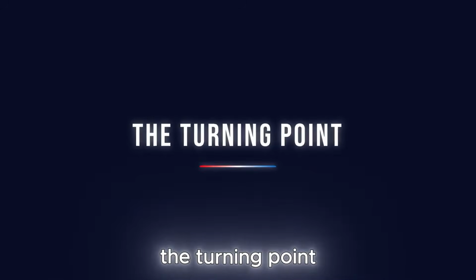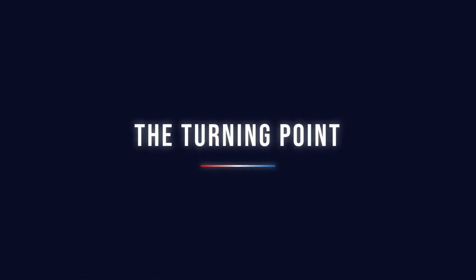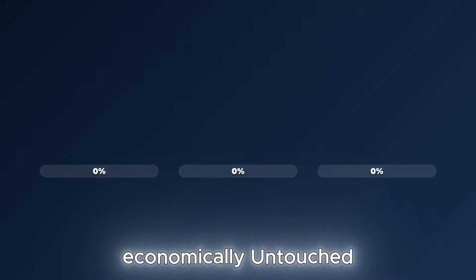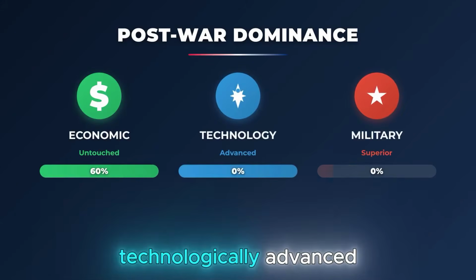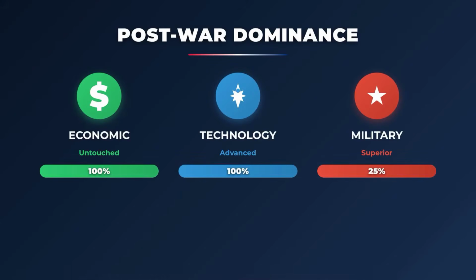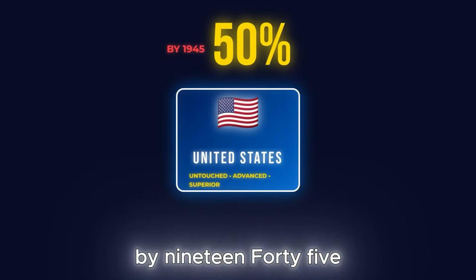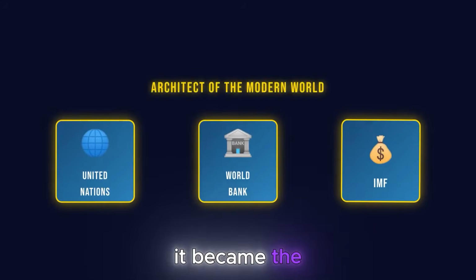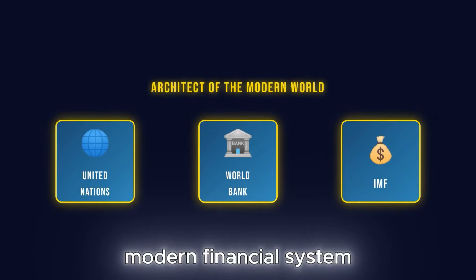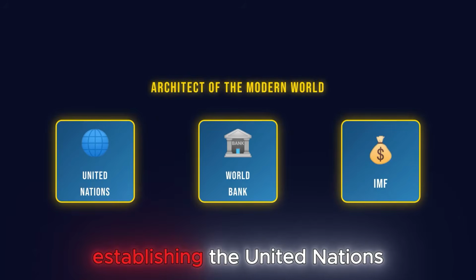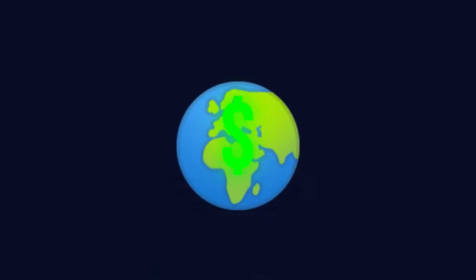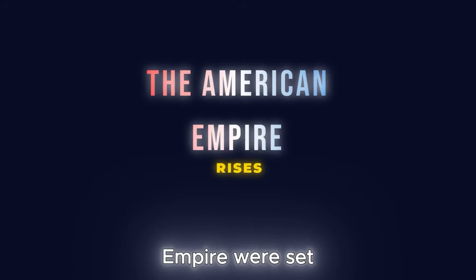And then came the turning point, the two world wars. When Europe and Asia were devastated, the United States emerged economically untouched, technologically advanced, and militarily superior. By 1945, America produced almost half of the world's economic output. It became the architect of the modern financial system, establishing the United Nations, the World Bank, the IMF, and most importantly, the global dominance of the US dollar. The foundations of the modern American empire were set.